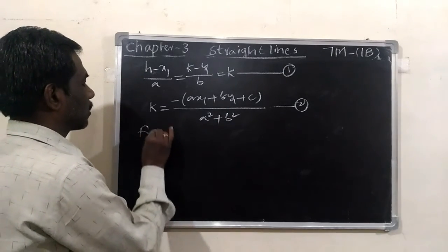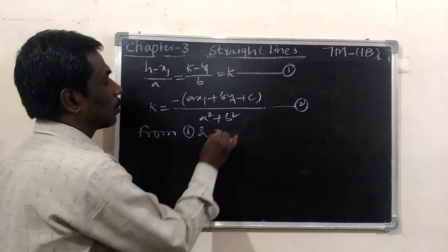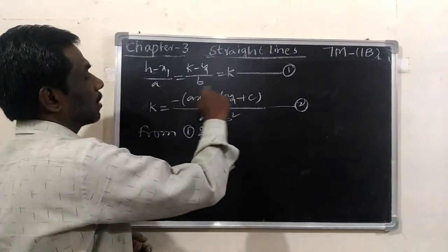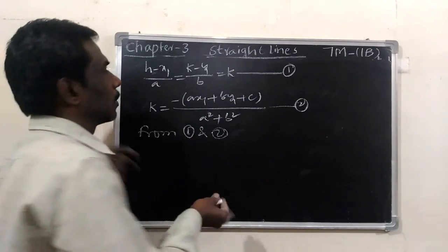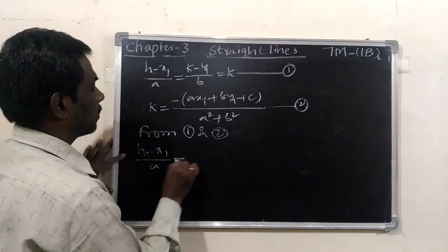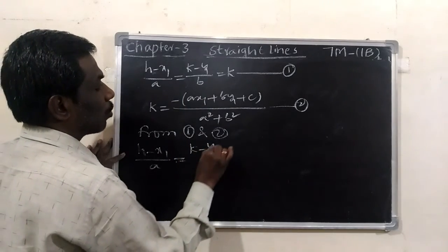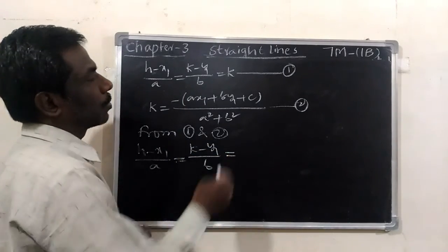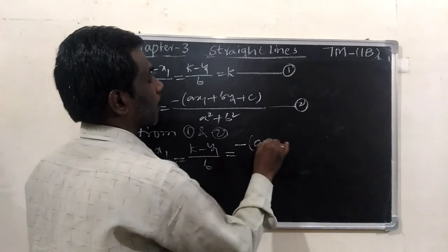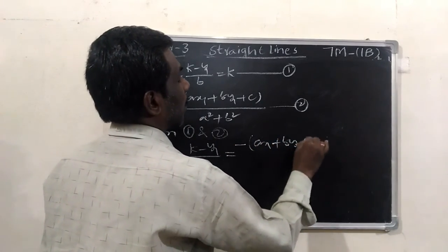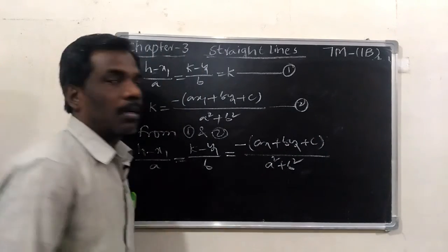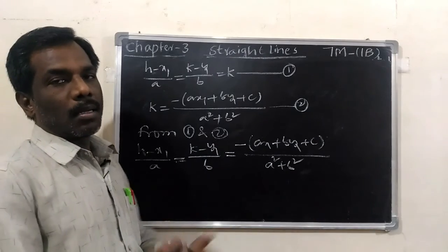From these two equations, from 1 and 2, what can we write? In place of this k, we can substitute this value. So write (h minus x1) by a is equal to (k minus y1) by b is equal to, in this k place, we can write this value: minus of ax1 plus by1 plus c by a square plus b square. So this is the required answer.